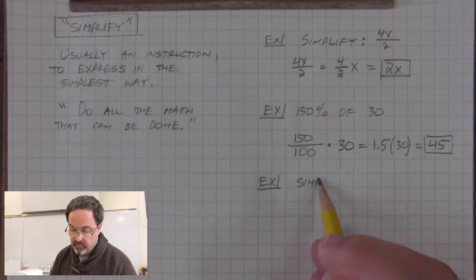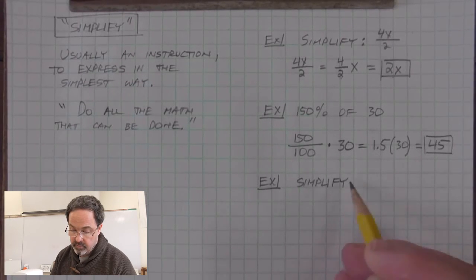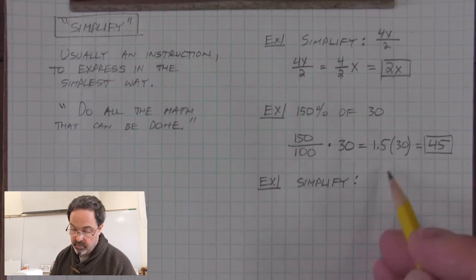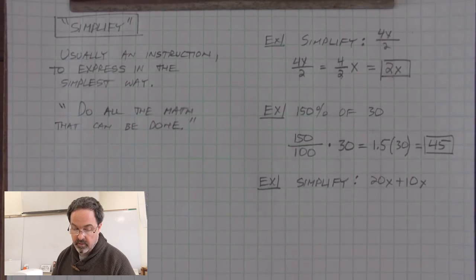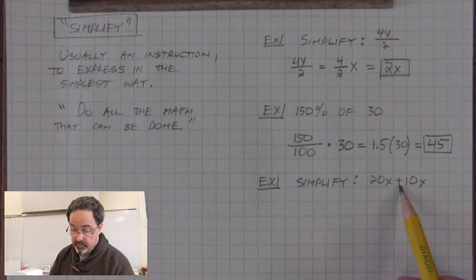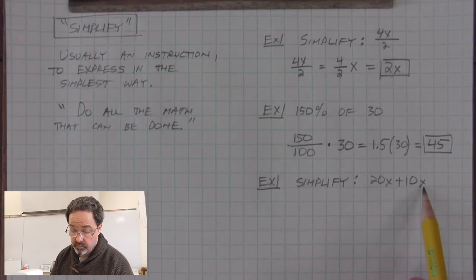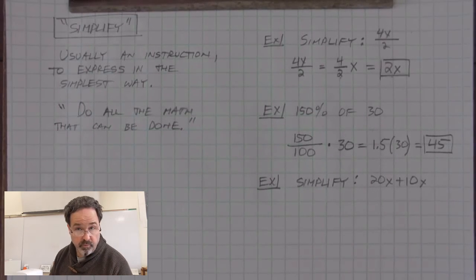This time I'll put the instructions. Simplify. 20x plus 10x. We have a sum. There are 2 terms. They're variable terms, and the variable is the same in both terms.